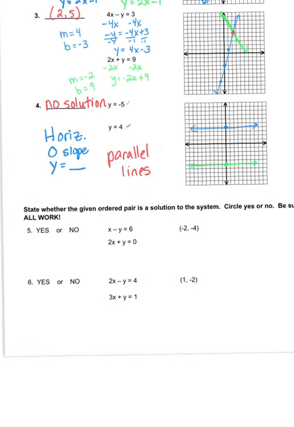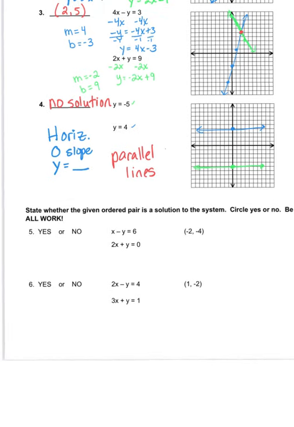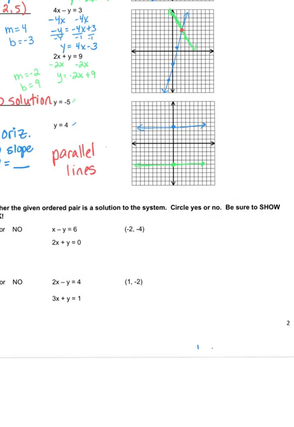Now, numbers 5 and 6 are a little bit different. They're giving you two equations, and they're asking, is that ordered pair a solution to the equations? So what we need to do is just write down our equations. Let me move this over a little bit. Our first equation is x minus y equals 6.